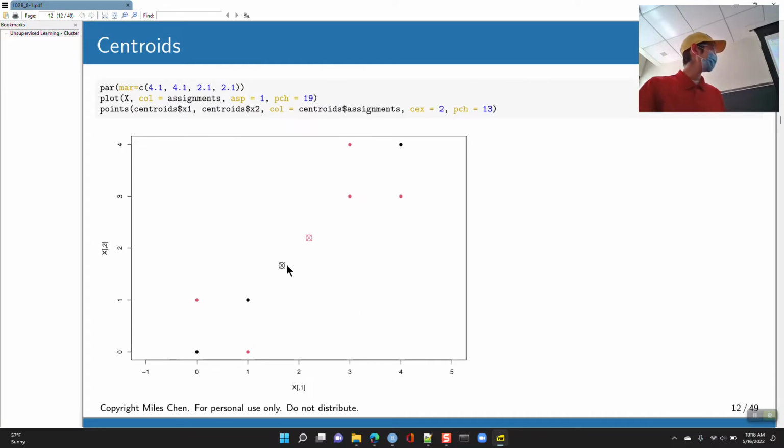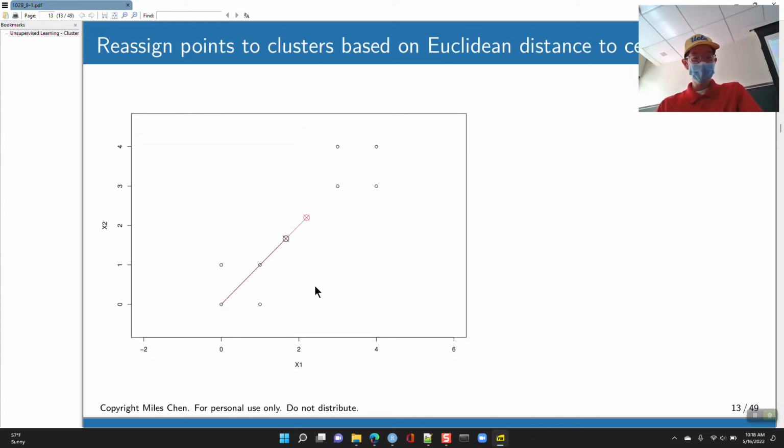Okay, so here's the mean, and I apologize for the difficulty here. This one is the black centroid at 1.667, 1.667, and here is the red centroid at 2.2, 2.2. And now we go through all points and ask which centroid is closer. So this first point, now none of them are assigned. There is a line going from this first point to this centroid, and a line going from this point to the red centroid, and we can say, okay, the black centroid is closer.